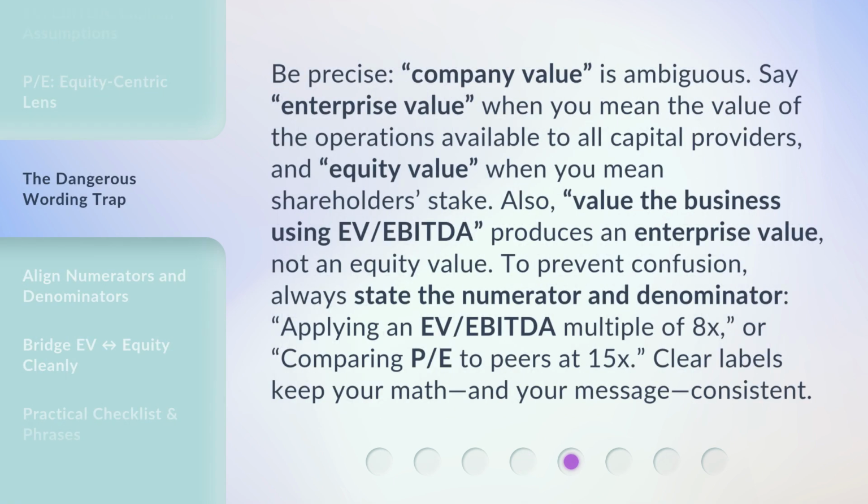Be precise. Company value is ambiguous. Say enterprise value when you mean the value of the operations available to all capital providers, and equity value when you mean shareholders' stake. Also, valuing the business using EV/EBITDA produces an enterprise value, not an equity value. To prevent confusion, always state the numerator and denominator.